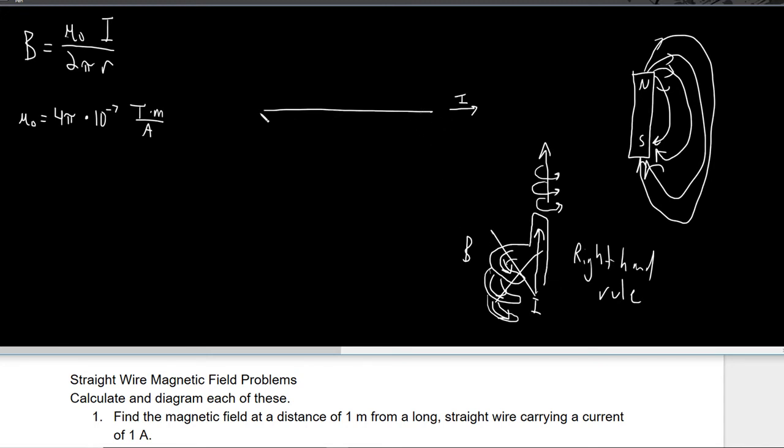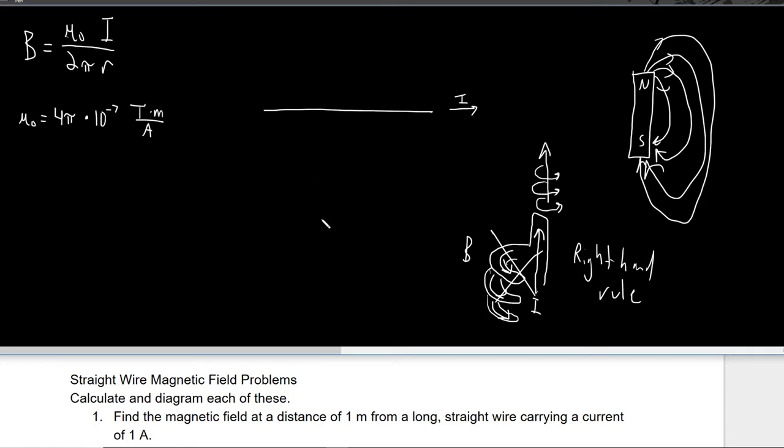So in this case, with my current going this way through this wire, I'm still going to do the right hand rule. If I stick my thumb to the right, the magnetic field is essentially coming out of the screen up top and going into the screen on the bottom.